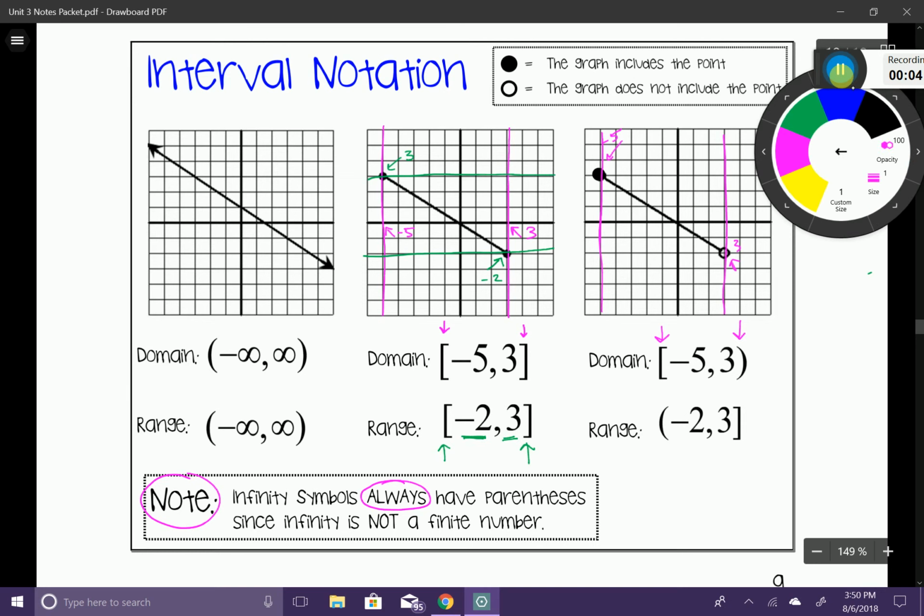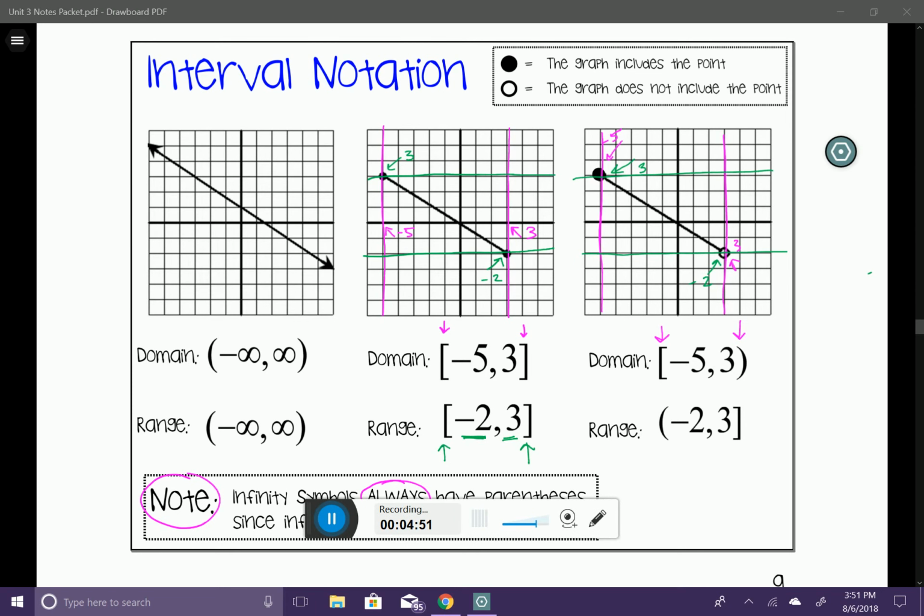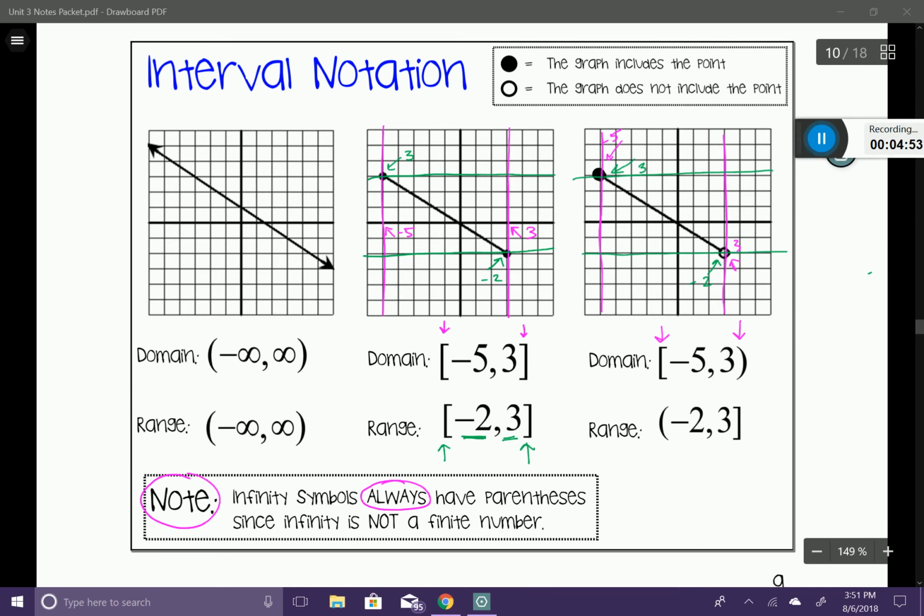Looking again at my range values, so let's go ahead and mark my lowest range value and my highest range value. You can see that my lowest range value is -2, and my highest range value is going to be 3. You can see that -2 is not included. And my highest range value is going to be 3, which is going to be included by the circle that's indicated that it's filled in. And that's how you figure out interval notation.